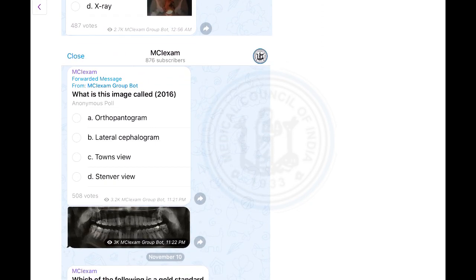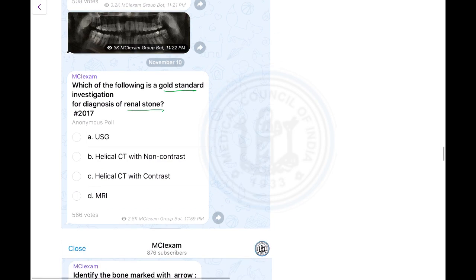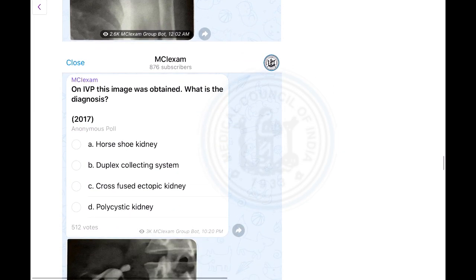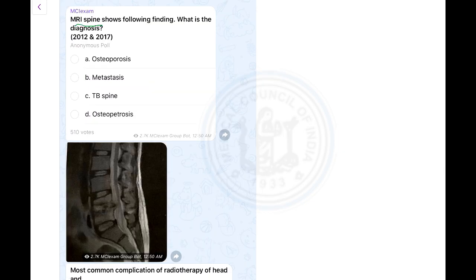What is this image called? Orthopantogram. Which of the following is a gold standard investigation for diagnosis of renal stone? Helical CT with non-contrast. Identify the bone marked with the arrow. It's the humerus. On IVP, this image was obtained. What is its diagnosis? See guys, here we can see the Lily sign, and this Lily sign we can see only in the duplex collecting system. MRI spine shows the following finding. What is the diagnosis? TB spine.